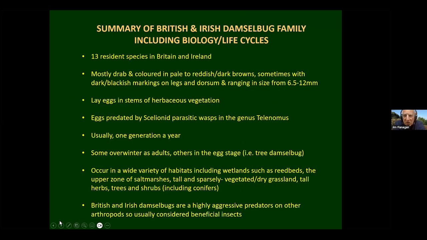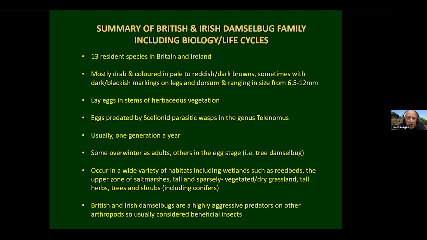The summary of British and Irish damsel bugs, including a little bit about biology and life cycles. So we've got 13 resident species in Britain and Ireland, and they're mostly drab, pale, reddish, dark browns, with lots of black markings on legs and dorsum and marbling on the pronotum. They range in size from 6.5 to 12 millimeters, so there are mainly quite large ones.